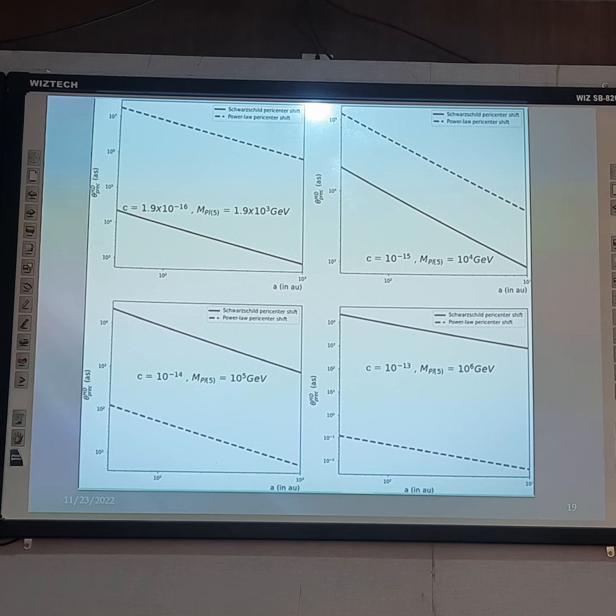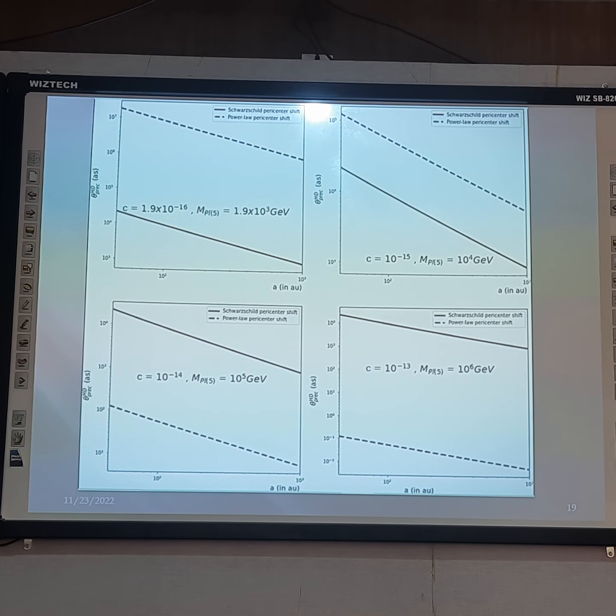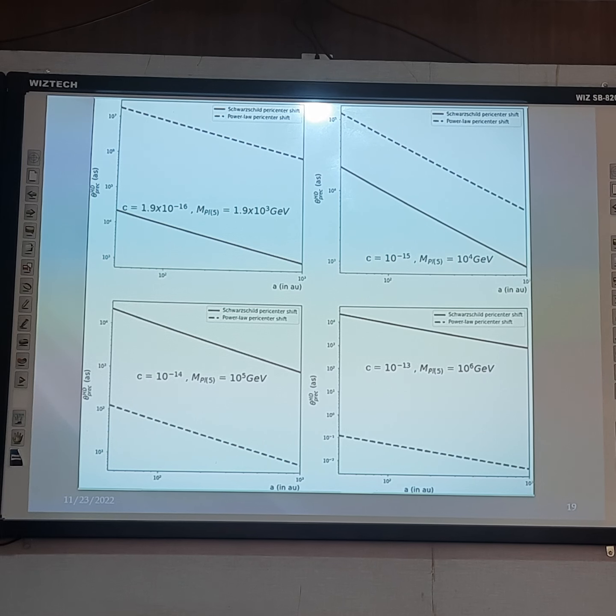And this is the result that we got out, which my first PhD student did, the calculation of how it can affect the pericenter shift. If you see the diagram, the solid curve is the Schwarzschild pericenter shift, the dotted curve is the power law pericenter shift. Power law is P equal to 1 by r square, Kaluza-Klein gravity.